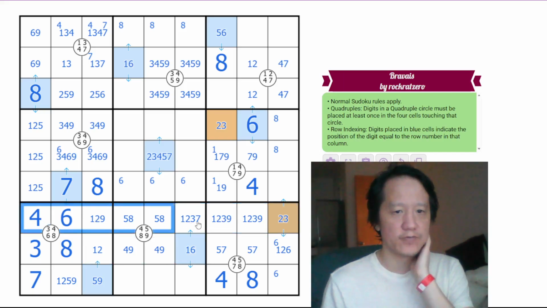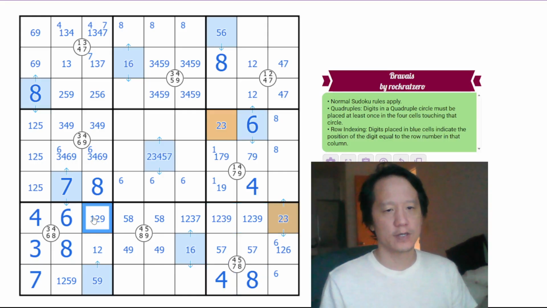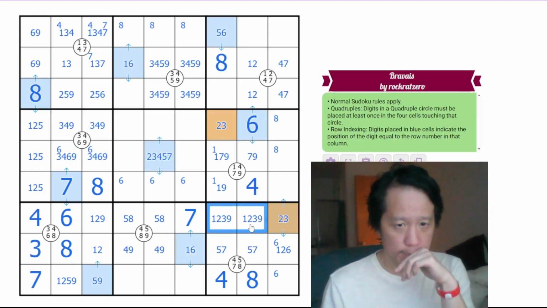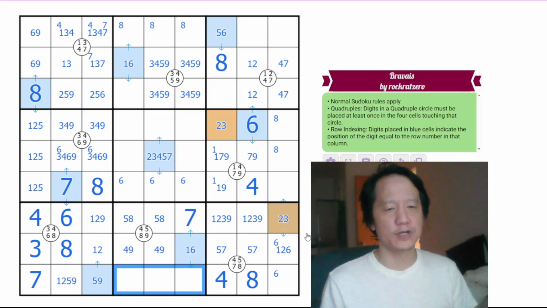Where is the 7 in row 7? Can't be here because of the quadruple. Can't be here because of the 7 in the box, so it must be here. So this is 7. The rest of these digits are 1, 2, 3, and 6.